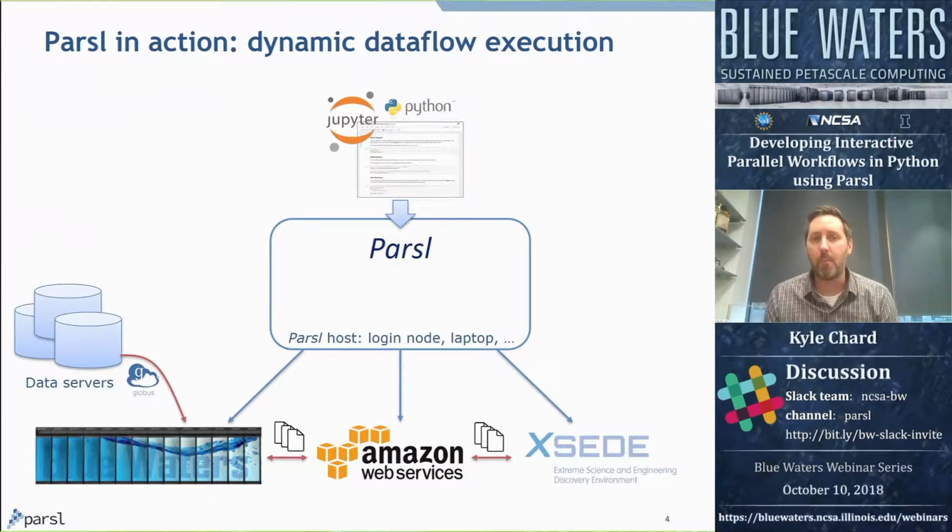So briefly, this is a picture of how Parsl works when you map that model onto an actual infrastructure. So we have here a control Parsl script written in Python, perhaps executed in a Jupyter notebook. We have this Parsl engine under the covers that takes that script and will execute the individual pieces of it in different nodes. In this case, we have Blue Waters, we have Amazon, and we might potentially have other XSEDE resources. And we also have these data servers that live off to the side, which might be Globus accessible or HTTP accessible or FTP accessible.